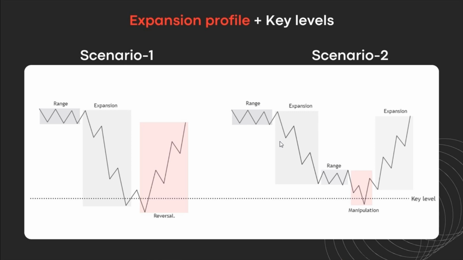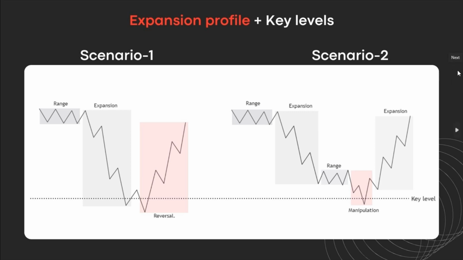And in this case, the ranging profile hasn't tested the key level. So what are we going to expect? We're going to expect a manipulation profile, right? So that a key level is tested, and then after that we're going to expect an expansion. So you can see here we are again using proper, sound logic to anticipate market profiles based on the combination of profiling and key levels.